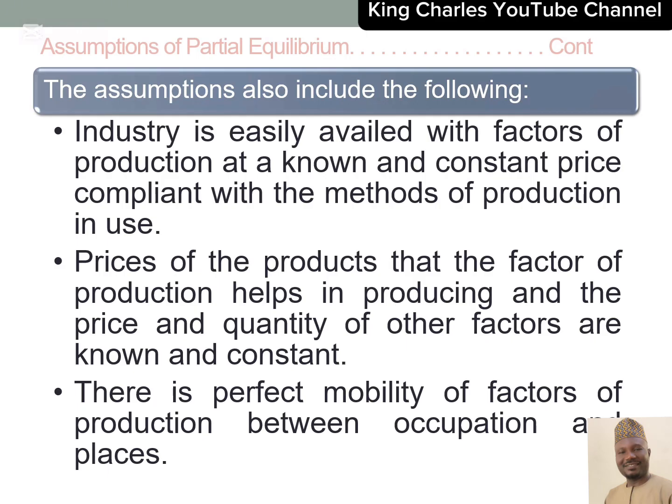And there is perfect mobility of factors of production between occupations and places. You can use the same factor of production that you use in producing bread to start producing tea. You can use them in different production processes.